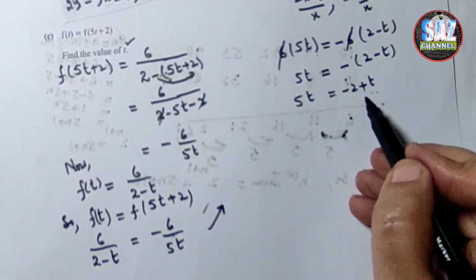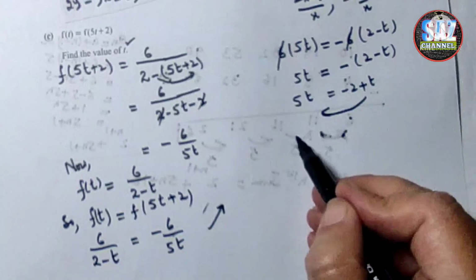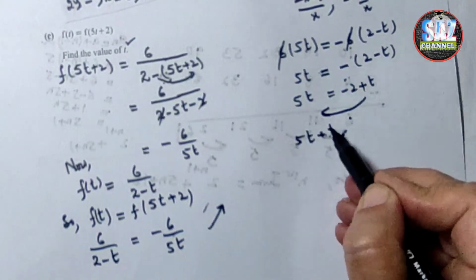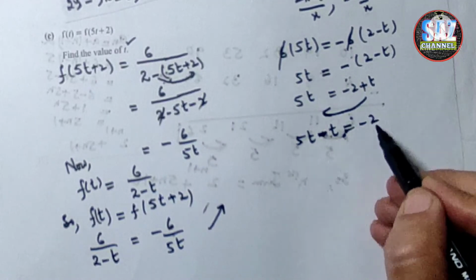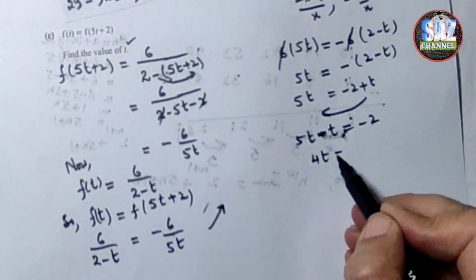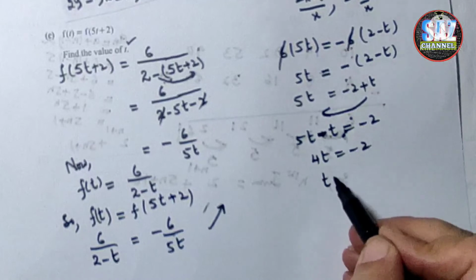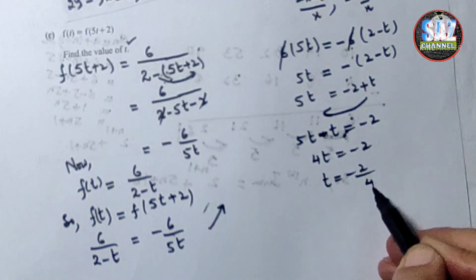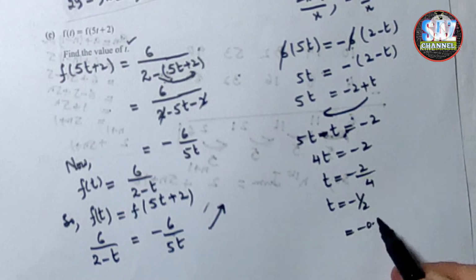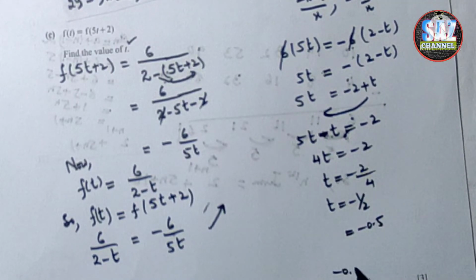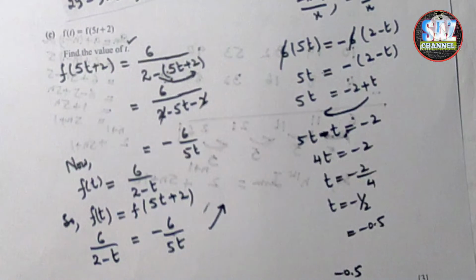Again shift t to the other side. 5t minus t equals minus 2, 4t equals minus 2, t equals minus 2 by 4, t equals minus 1 by 2, or minus 0.5. So this is the answer of t, which was the required question.